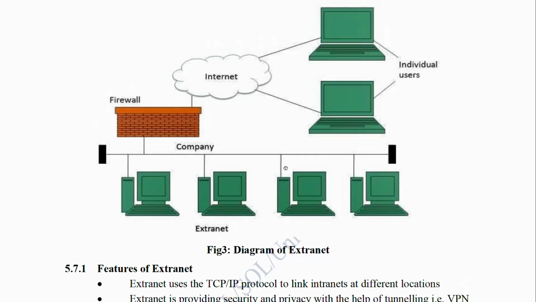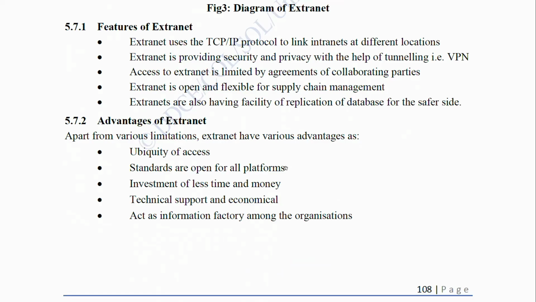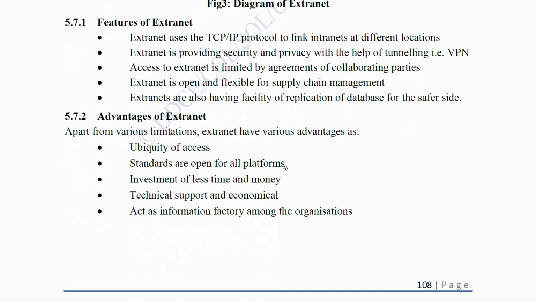Figure 3 represents the diagram of extranet. 5.7.1 Features of extranet. Point 1. Extranet uses the TCP/IP protocol to link intranets at different locations. Next, extranet provides security and privacy with the help of tunneling. Next, access to extranet is limited by agreements of collaborating parties. Next, extranet is open and flexible for supply chain management. Next and the last point, extranets also have the facility of replication of database for the safer side.